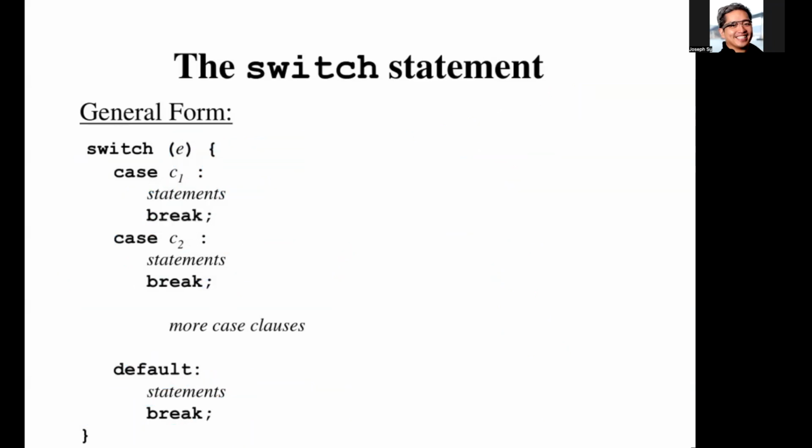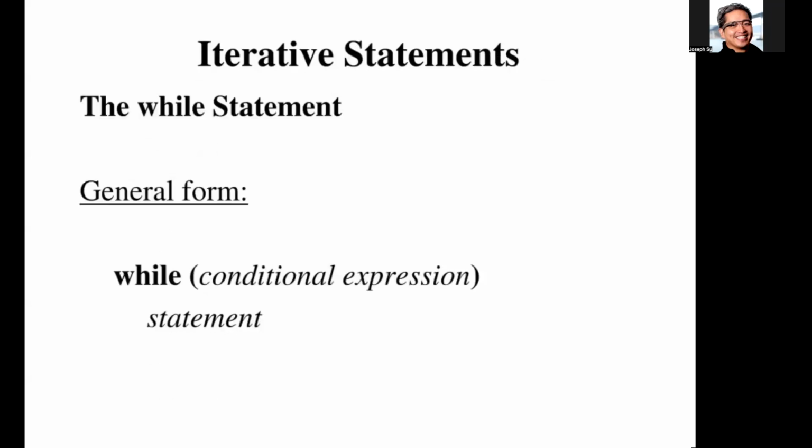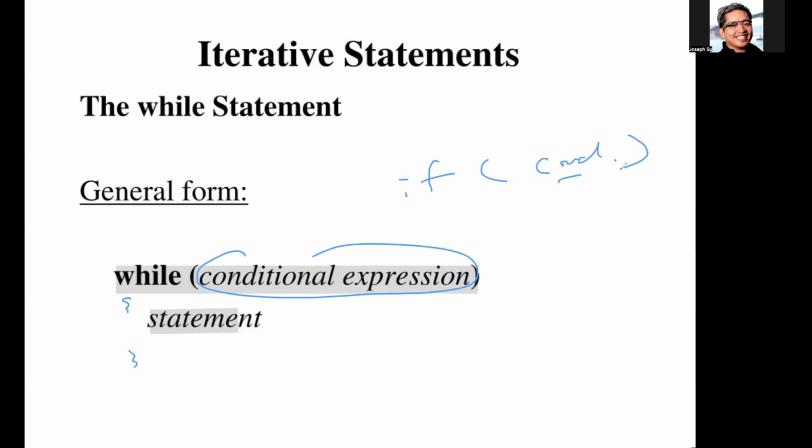Let's look at another control statement called the while loop. This is very similar to the for loop we saw earlier. The general form of your while statement starts with the conditional expression and your statement. There's going to be a block in between the statements. This conditional expression is the same as the if conditional you see there. Let's look at some examples.